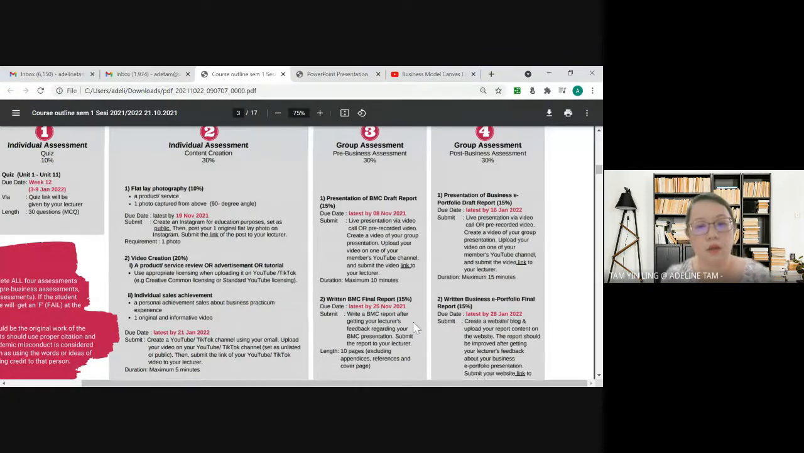And then you write it in either Word or any other software, and submit the written report in PDF format to me. The written report should be a maximum of 10 pages, but you can have more in appendix, reference, and cover page. And the last group assignment, number 4, is what we call post-business assessment.